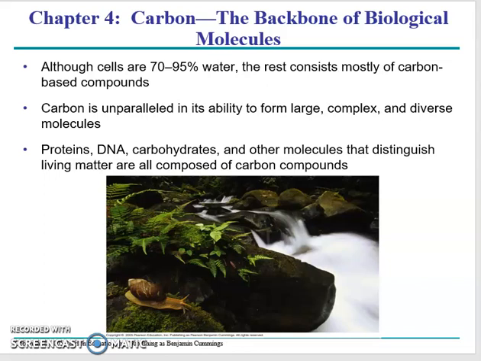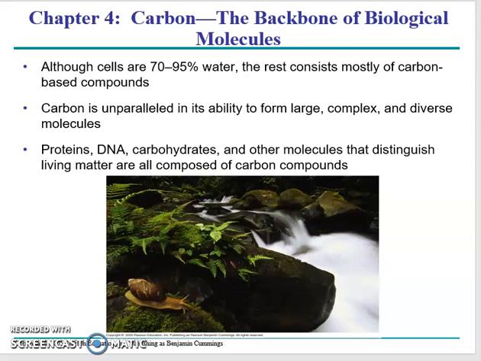So now that we've talked about water and how important that is, I would say number two, as far as the most important thing to consider about chemistry for life, would be carbon. So carbon, which is number 12 on the periodic table, is the backbone of pretty much every other structural molecule and pretty much all molecules that make up your body, your tissues, plant tissues, the little snail in the picture here. All molecules that are important to life are made of carbon as their backbone. So even though cells are mostly water, the rest consists of carbon-based compounds.